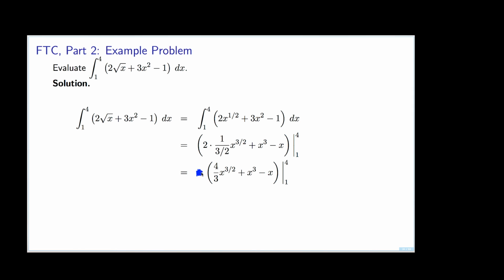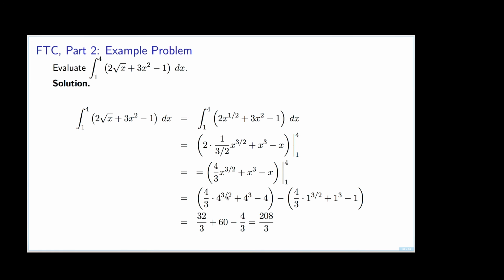I have a double equal sign here. So 2 over 3/2, the 3/2 flips and we end up with 2 times 2 over 3. So that gives us 4/3 x to the 3/2 plus x cubed minus x, which gives us, I'll plug in x is 4. So we get 4/3, 4 to the 3/2 plus 4 cubed minus 4. And then subtract off plugging in 1. 4/3, 1 to the 3/2 plus 1 cubed minus 1. And of course on a test you're welcome just to leave it in this form. Let's go ahead and simplify.